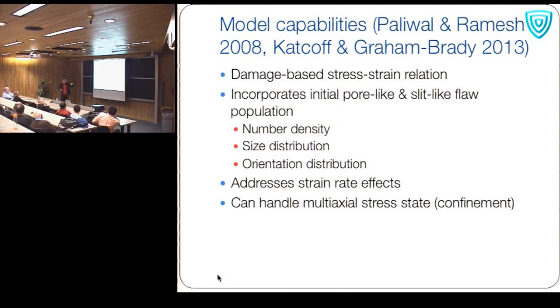So what orientation are they relative to the loading? And the model does incorporate strain rate effects. It turns out at high strain rates, you have a higher apparent strength than you have at low strain rates. It has to do with how cracks grow from the flaws under different rate conditions. I'll try to touch on that in a little bit when I show you the results.